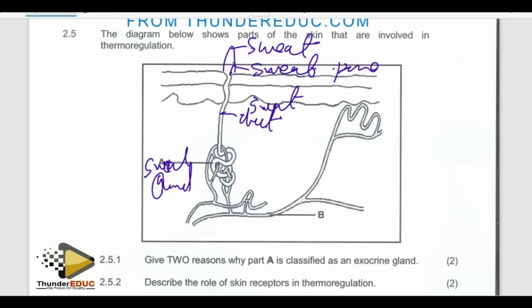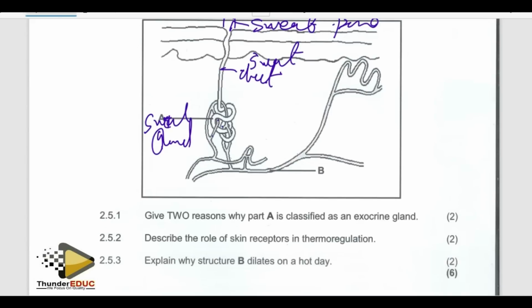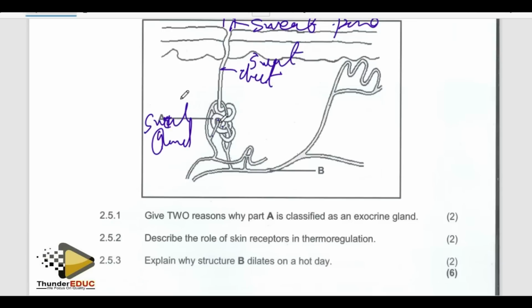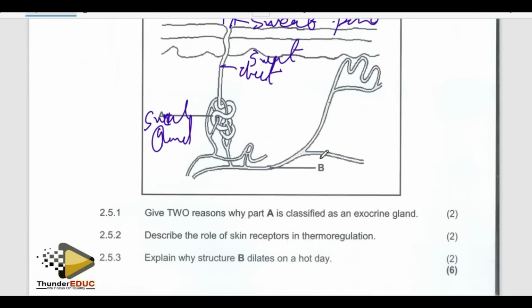And then number 2, the sweat gland secretes the sweat where it is needed, outside the skin. Therefore, the secretion is secreted directly to where it is needed. Simple as eating ice cream, no bones.